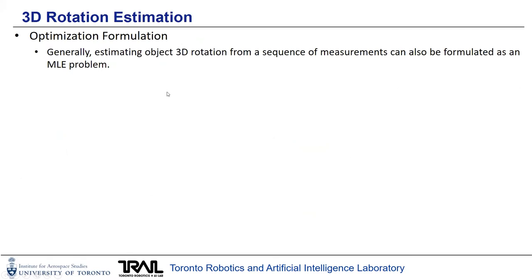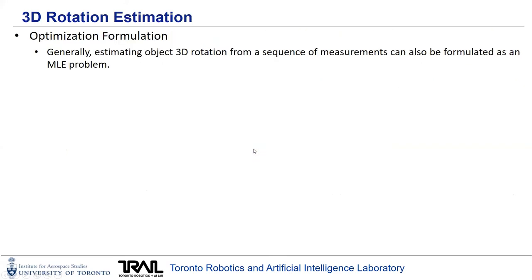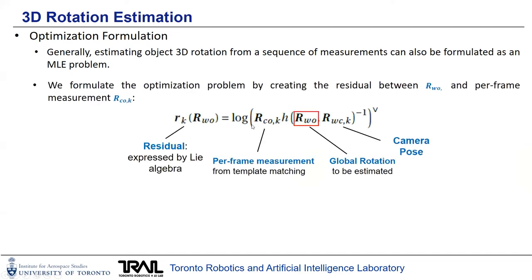And for rotation, we're using this approach to get this per frame rotation measurement. Given this rotation measurement from each individual viewpoint, we can estimate our global object rotation, which is from this object frame to this world frame, using another optimization scheme. So we have this per frame measurement here.